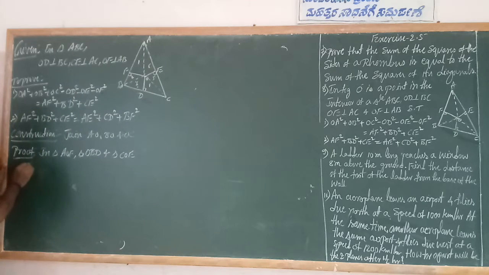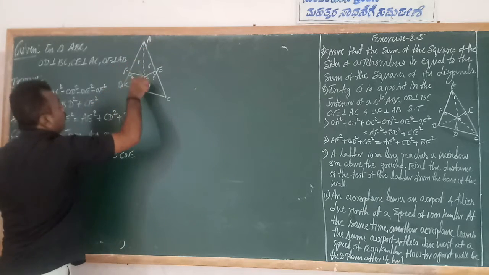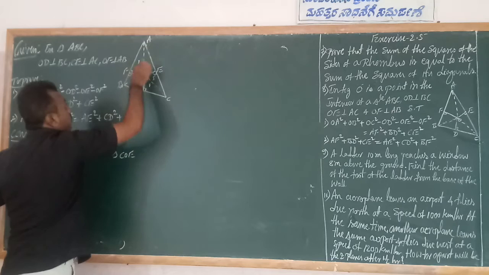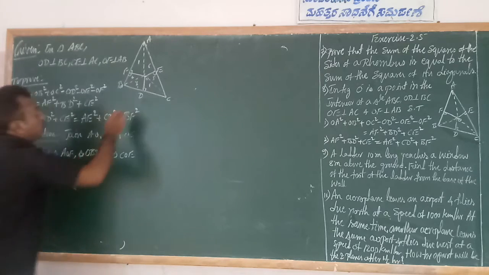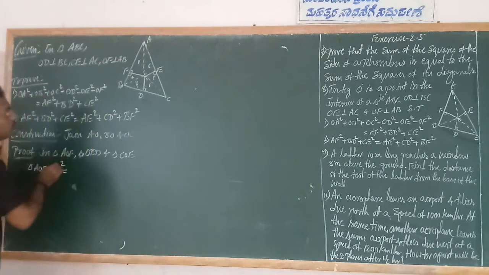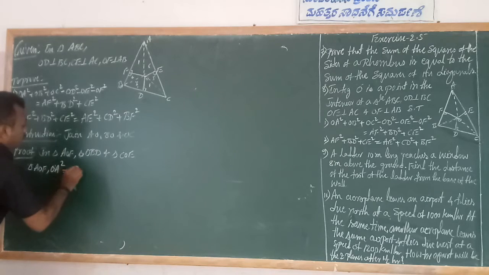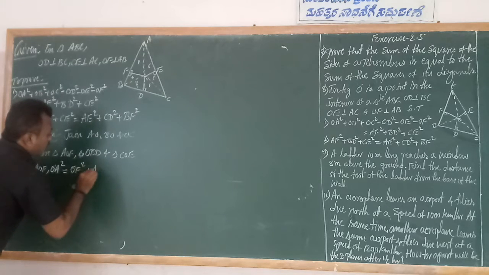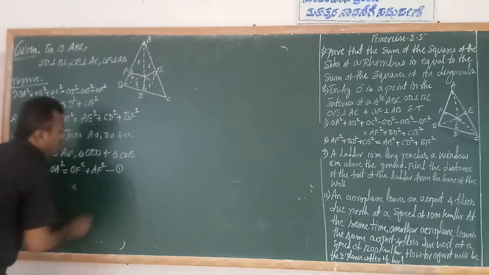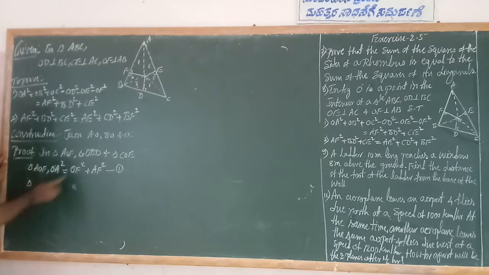So in triangle AOF, here 90 degree, the opposite side is the hypotenuse, therefore OA square is equal to the squares of the other 2 sides. So what is that? OF square plus AF square. Equation number 1.